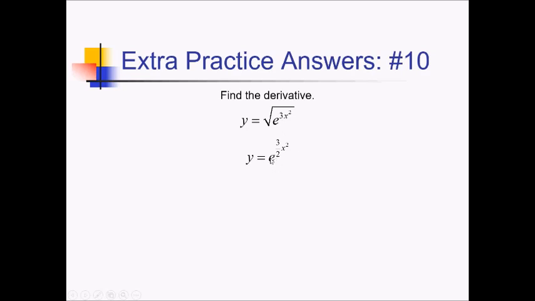And now I really just have like a two-step chain rule. So my outer rule this time, I've got e to the something. Derivative of that is e to the something. But now I have to multiply by the derivative of the exponent here. So that's going to use the power rule. We have 2 times 3/2, which is just 3, x to the first.